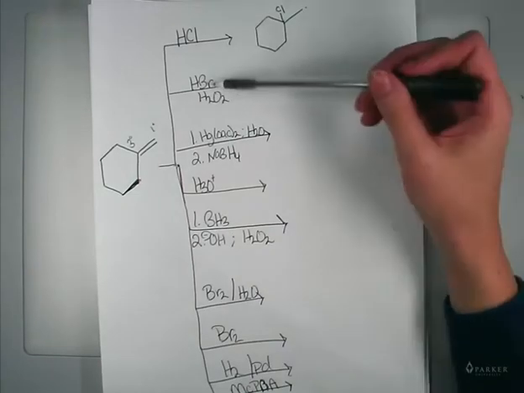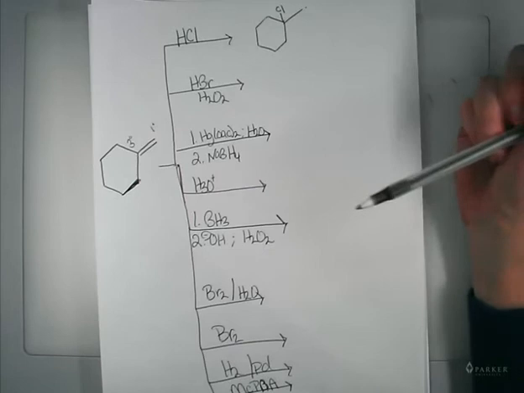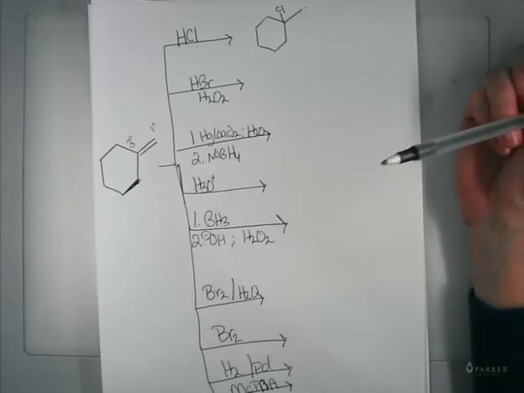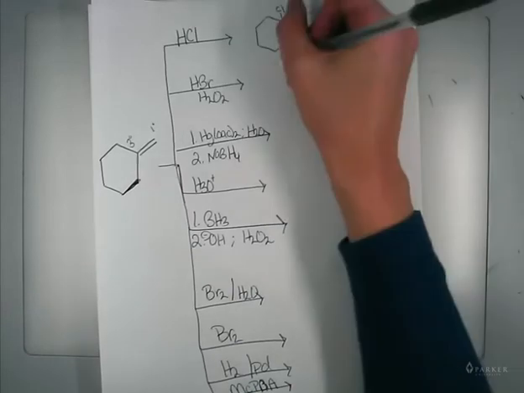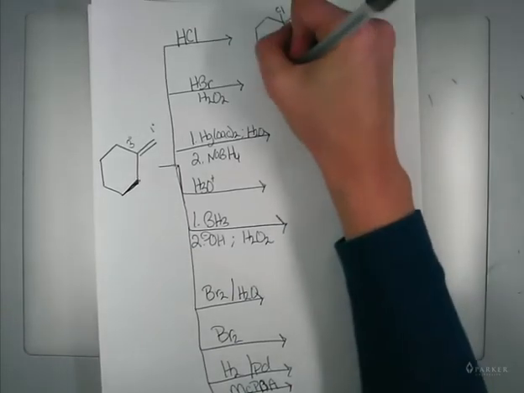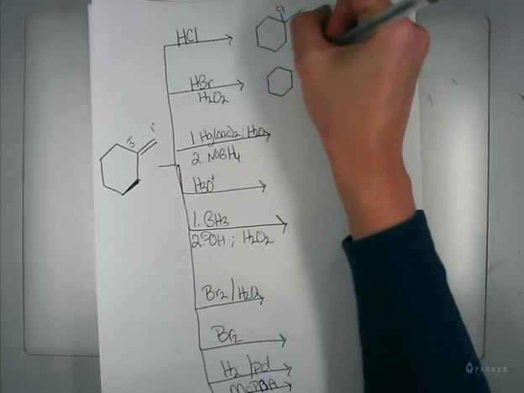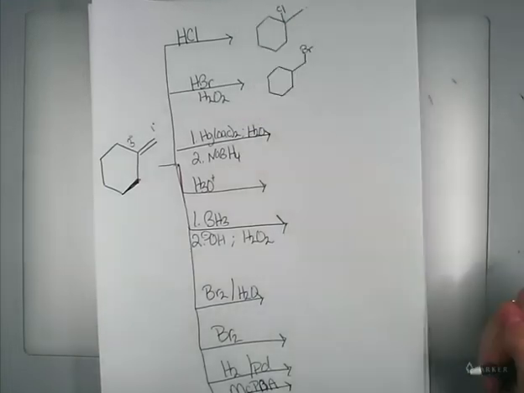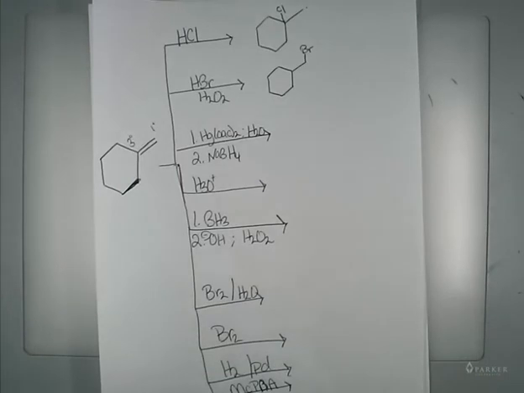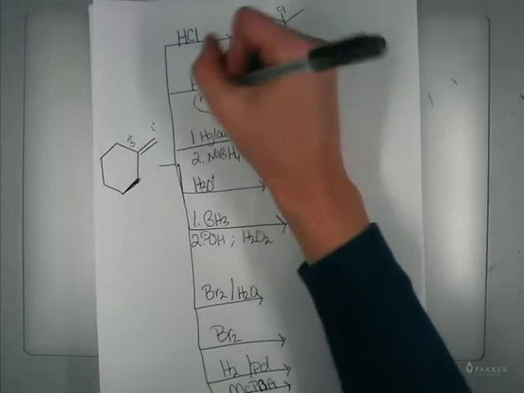Now, what if I have HBr with peroxide? What do I add across it? H and Br, Markovnikov or anti-Markovnikov? Anti. So the Br will go to which side? The primary side, the right side. So again, what is my biggest hint that it's anti-Markovnikov? Peroxide, right?